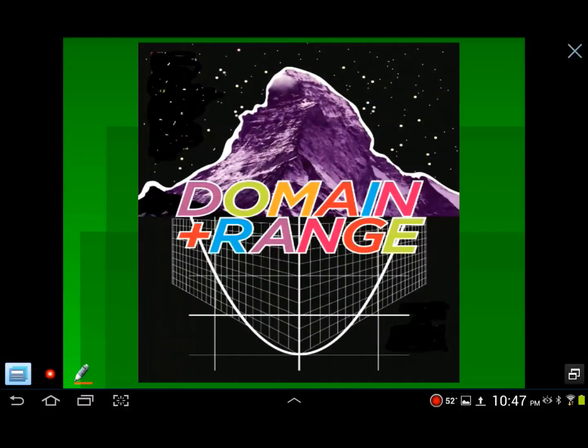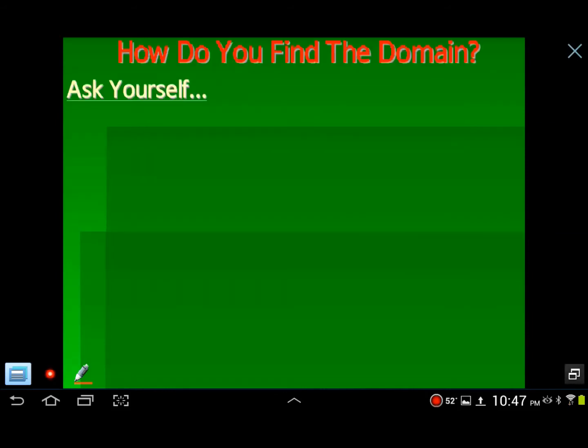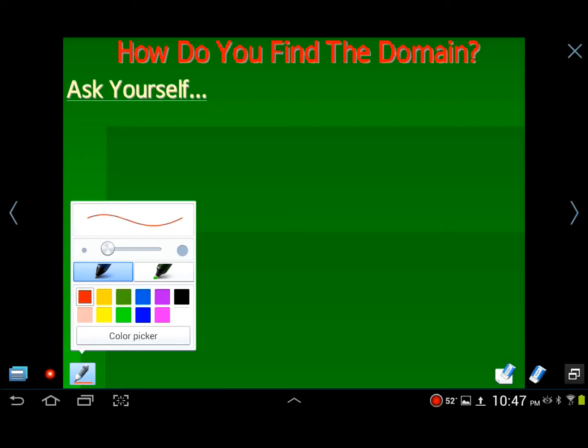Okay, everybody, here's our lesson on domain and range, and let's go ahead and just get right into it and answer this question. This is a question that we kind of went over in class, but I just want to reiterate how to find the domain and the range, and we're really going to focus mostly just on the domain.